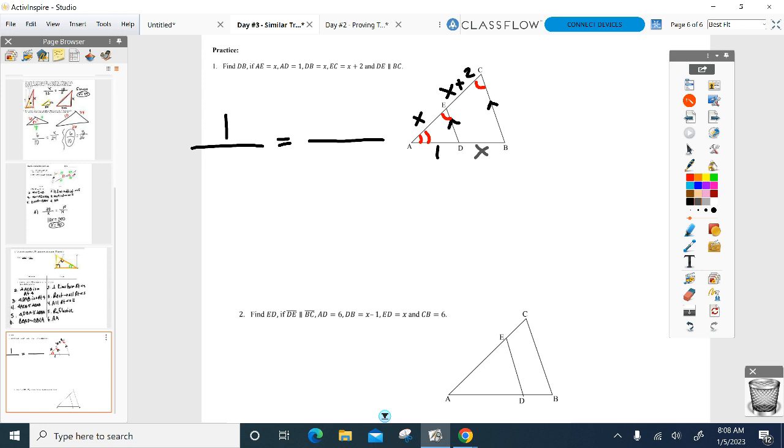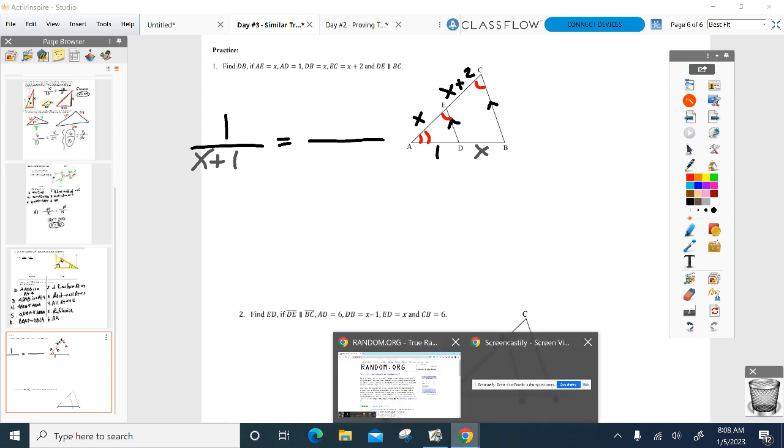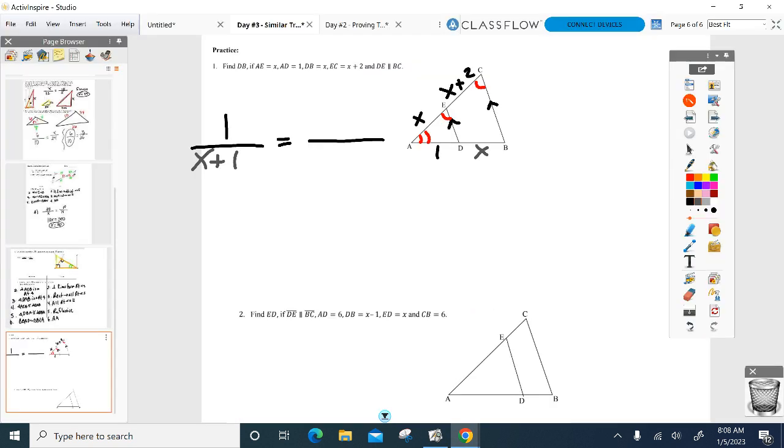Well, I'm just going to switch it on you. X plus 1. Okay? Everybody good? Now 1 and X plus 1 correspond. Now you have to pick a side from the triangle that has a side of 1. So what am I forced to pick now? What's the other side I know?